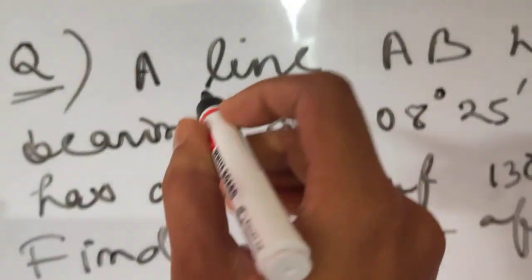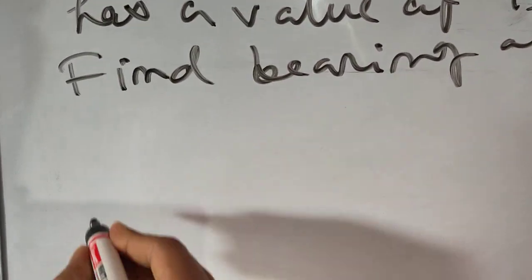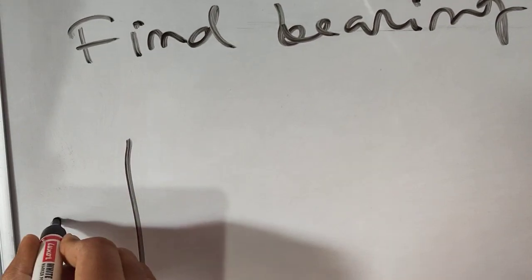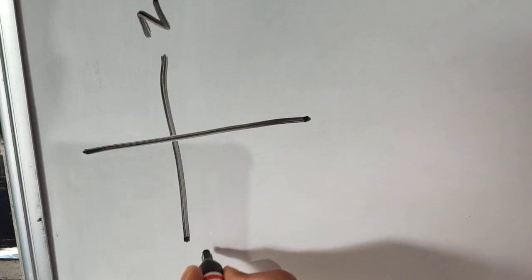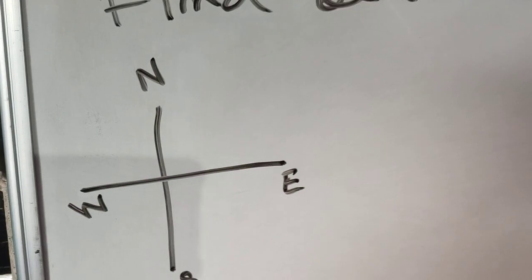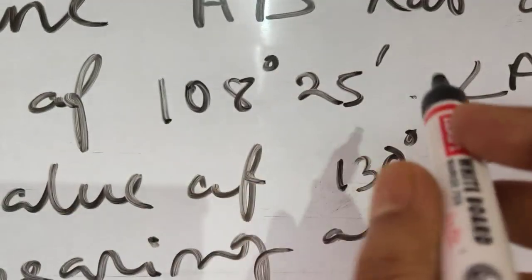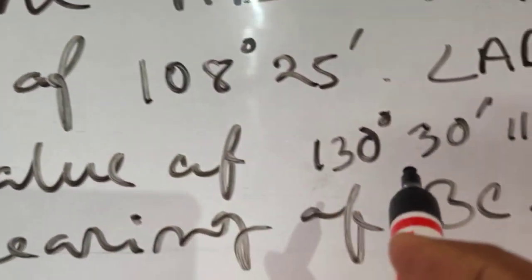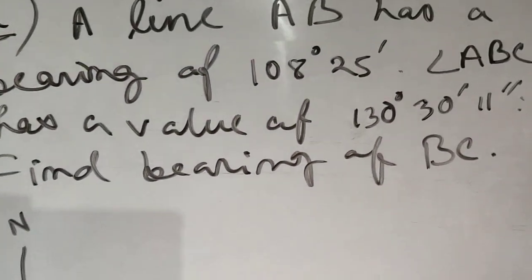Okay. So line AB has a bearing of 108 degree 25 minutes. So first of all, we will draw a line which has a bearing of 108 degree. So this is north direction, this is south, east, west. As we can see, these angles given in this problem are given in WCB method because there is no direction mentioned, and the angles are also greater than 90 degrees. So this is definitely given in WCB method.